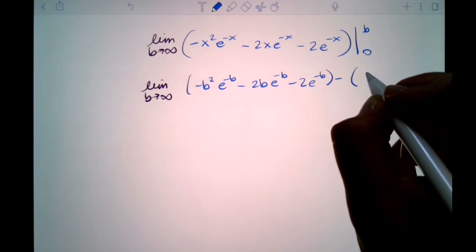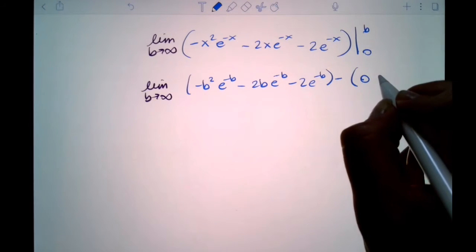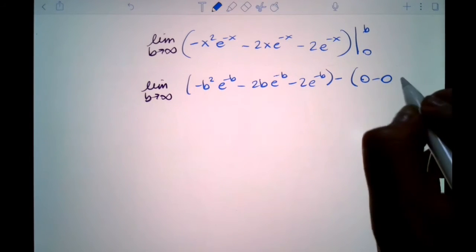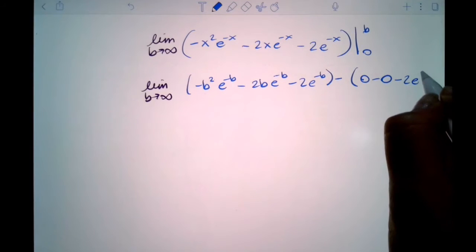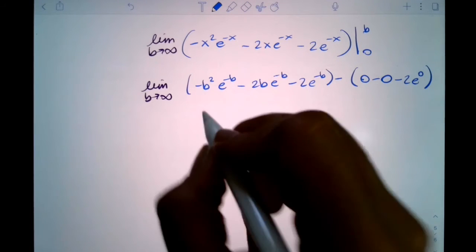You'd end up with 0 times e to the 0, that's 0. Negative 2 times 0, e to the 0, that's 0. And then here, negative 2 e to the negative 0, which is just e to the 0. So let's put all this together.